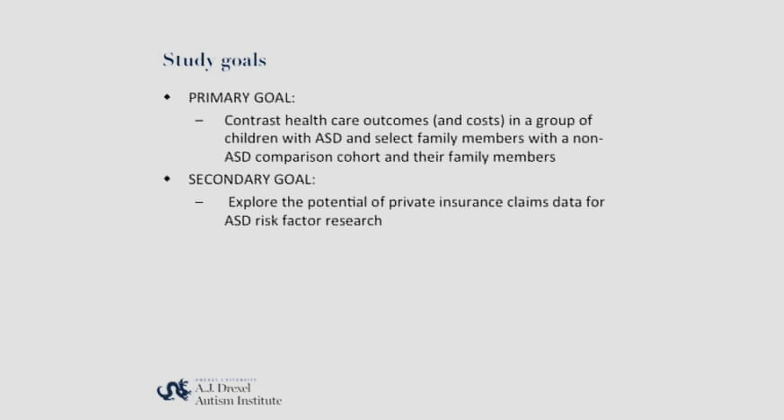And so what we wanted to do is contrast a series of healthcare outcomes in a large group of children identified with autism spectrum disorders and select family members with a non-ASD comparison group and their family members. And then a secondary goal was to try to do some exploration of whether this claims database that we were querying primarily for outcomes and cost might also have the potential to help us with autism risk factor research.